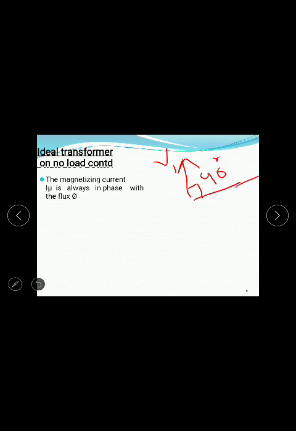So here this is the magnetizing current, I mu, and this I mu and the flux are both in phase. So here this is the flux. If this flux is in phase with the I mu, then I mu and flux both are in phase. These are the reactive components.